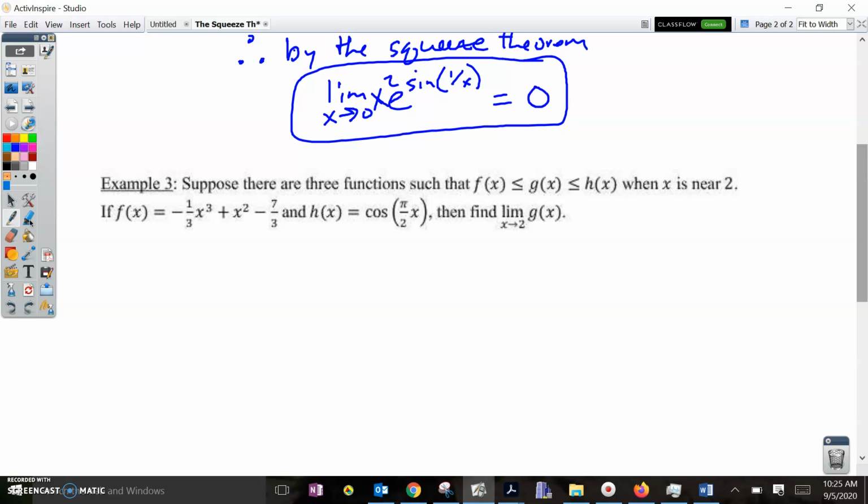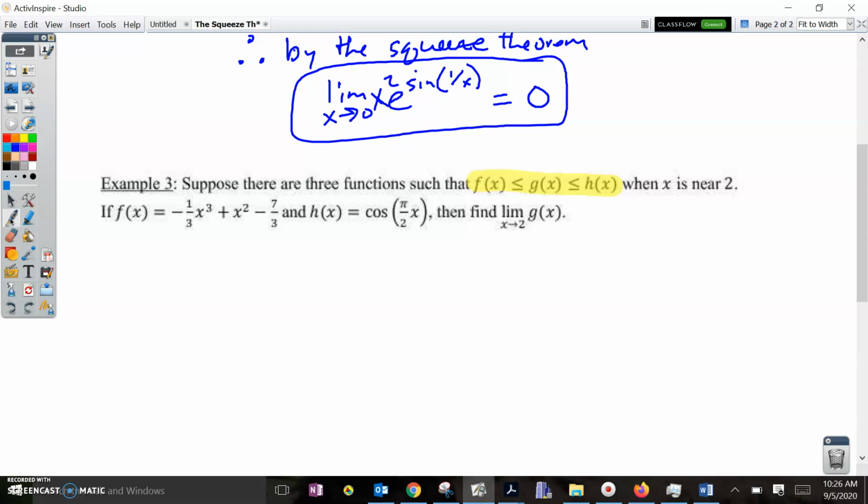So we're told in the lead into this problem that we've established this relationship already. We know that f of x is always less than or equal to g of x, which is always less than or equal to h of x. So even though we don't know what function g of x is, we do know that it's sandwiched in between f of x and h of x.